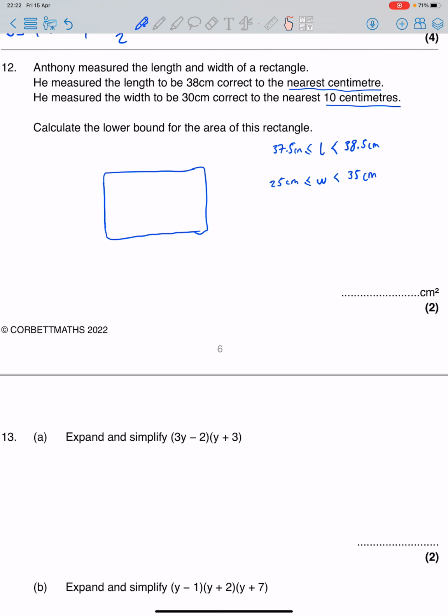So we want the lower bound for the area of this rectangle, which means we need to take the lower bound of both things, because we're going to end up multiplying to work out the area. So we put 37.5 and 25, that's cm and cm. So we have 37.5 times 25, and putting that in the calculator, that's 937.5. So that is our answer.